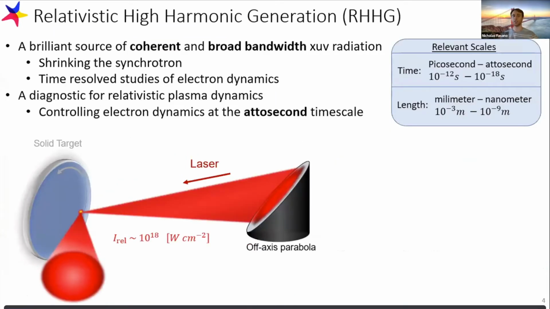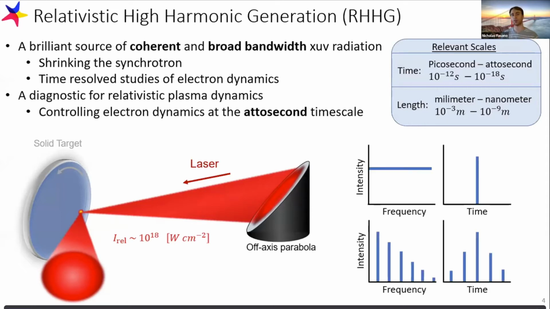But relativistic harmonic generation in general, why do we care? I show here a schematic setup of what an experiment might look like, where you take a laser and focus it to a very small spot size on a solid target. Because of the high intensities that are generated, the electrons in the plasma are accelerated to relativistic speeds. And what we find is that when you look at the reflected beam, these relativistic electrons emit coherent and broad bandwidth XUV radiation. I say coherent and broad bandwidth, but what do those words mean?